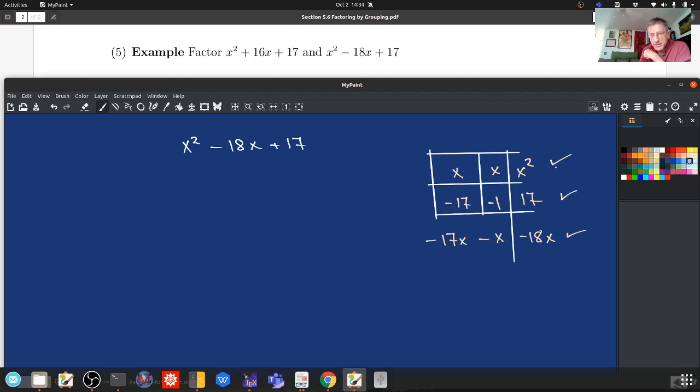x times x is x squared, check. Minus 17 times minus 1 is 17, check. Minus 17x minus x is minus 18x, check. So I have the factorization now of x minus 1 times x minus 17.